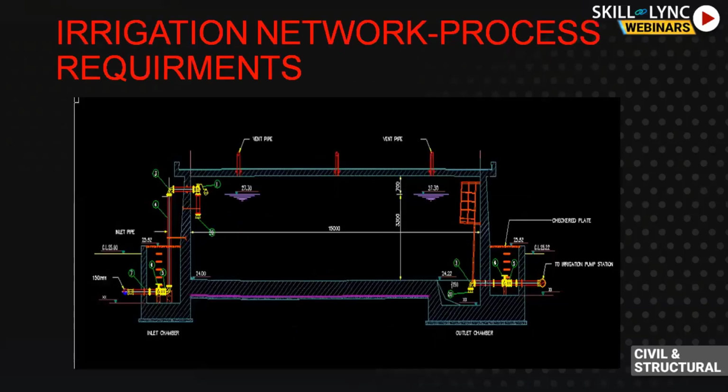This is another picture of an irrigation tank. Same, you can see the pipes are coming from the left and they are going on the right to the irrigation pump station. Sometimes we don't need grating. The mechanical guy, process guy will tell you, I need checker plate here. You have to check where he needs the level, what is the span, what is the thickness, where he needs pipes to show the openings, where he needs a sump.